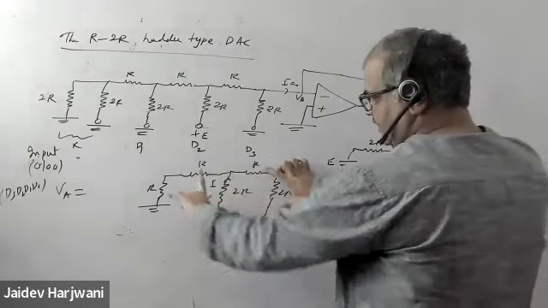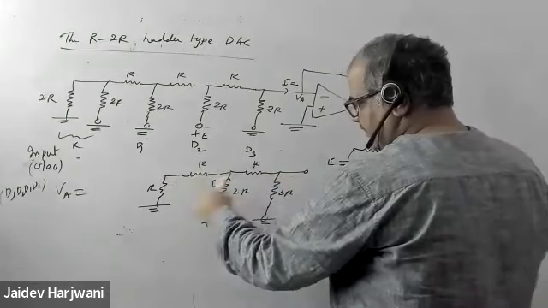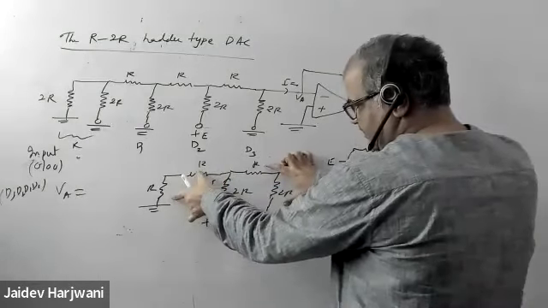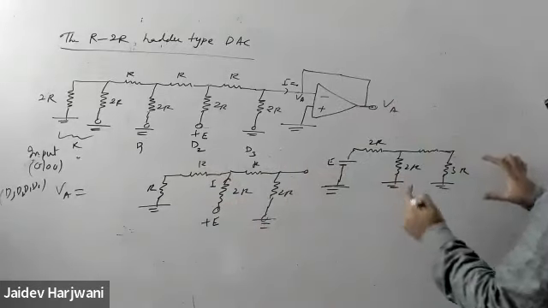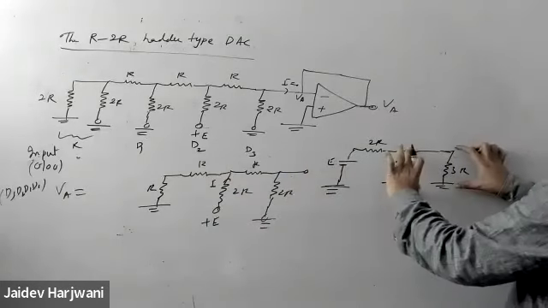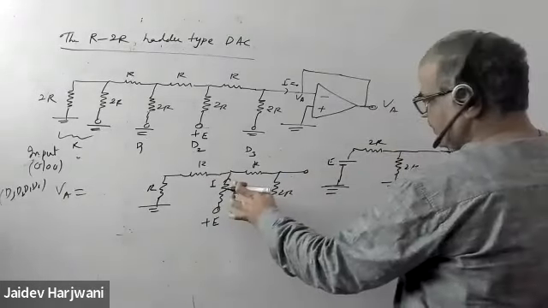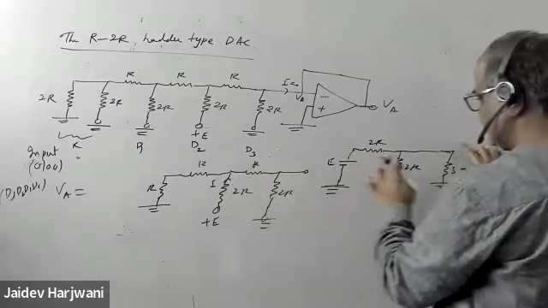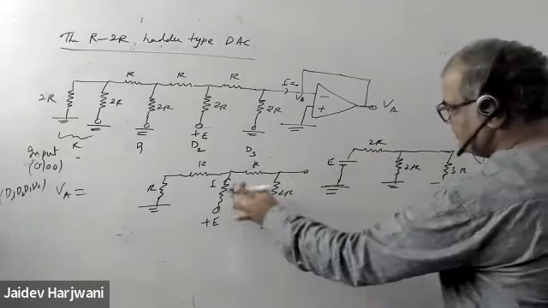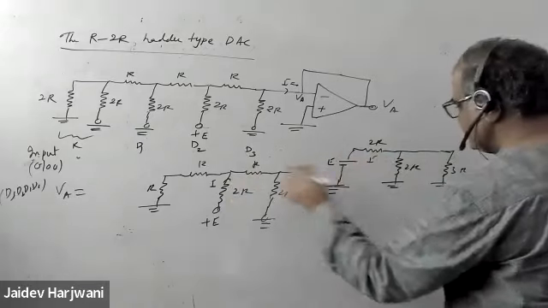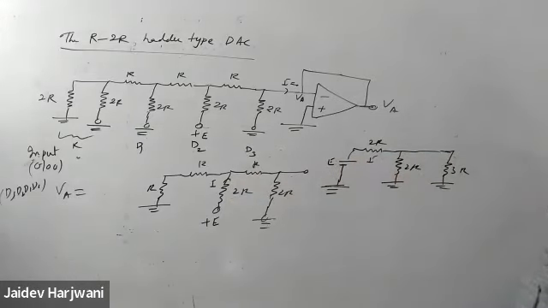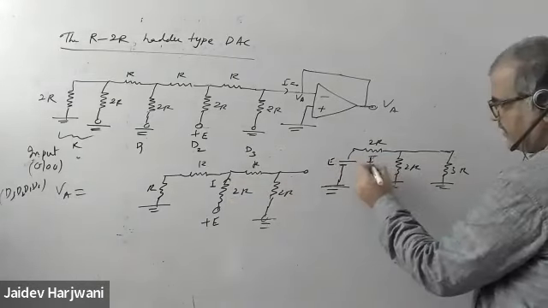This branch and this branch are connected here and to ground. That means this branch and this branch are parallel, so I am putting them in parallel, and this resistance is in series. So here is your division. Your current I is coming here, and that is dividing into 2R and 3R. So let us calculate now what is the current I.